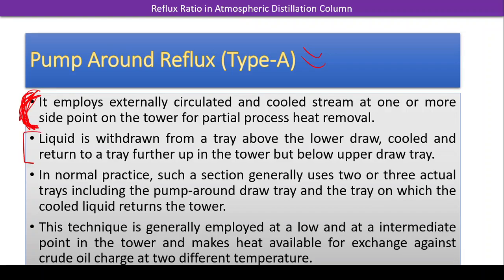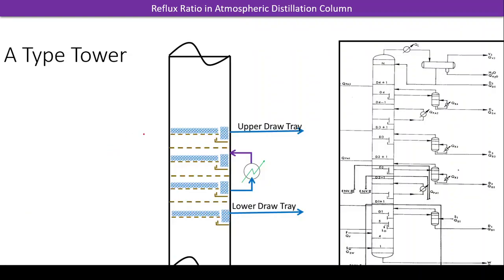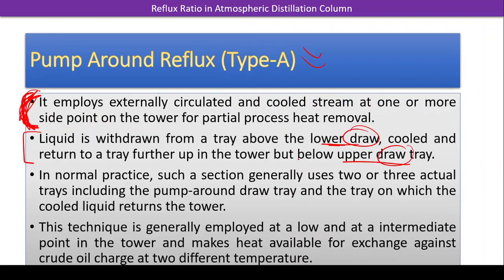What is going on? The liquid is withdrawn from the tray above the lower draw tray, cooled, and returned to a tray further up in the tower, but below the upper draw tray. It means we have to do this whole process between the lower draw and the upper draw trays. I'll show you. This is the lower draw tray, this is the upper draw tray. We take liquid from above the lower draw tray, cool it, and then send it back to the column below the upper draw tray. So this is the A-type reflux.